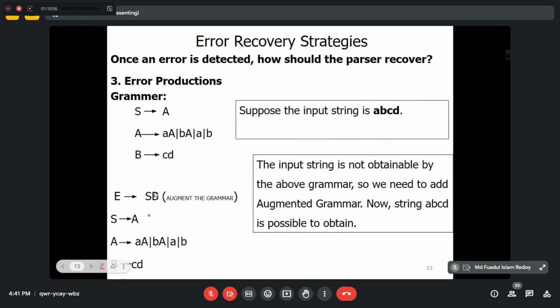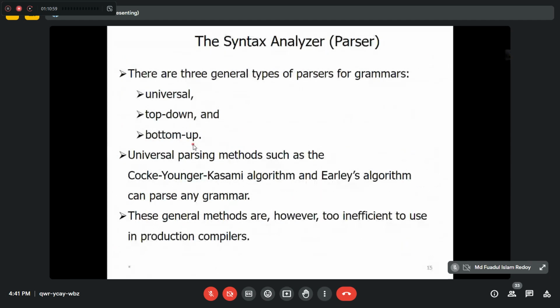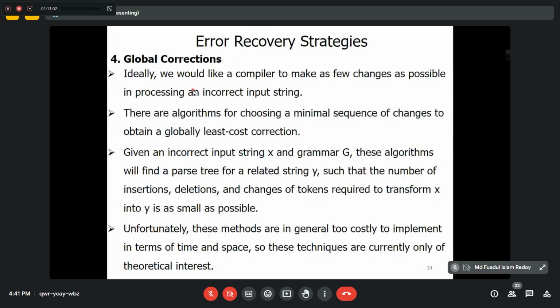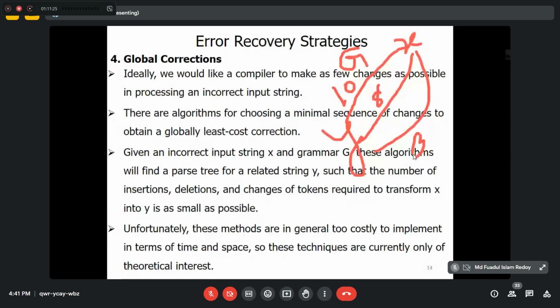And global correction. Global correction actually has no example on the slide, but at the time of discussing this topic I gave an example. Suppose there is a grammar G and there is an input string X, and this one is incorrect, and you are trying to make it correct. Suppose the first algorithm needs 10 operations, then the second one needs 8, and the third one needs 3 operations. Because in global correction, the main focus is the minimum number of operations.